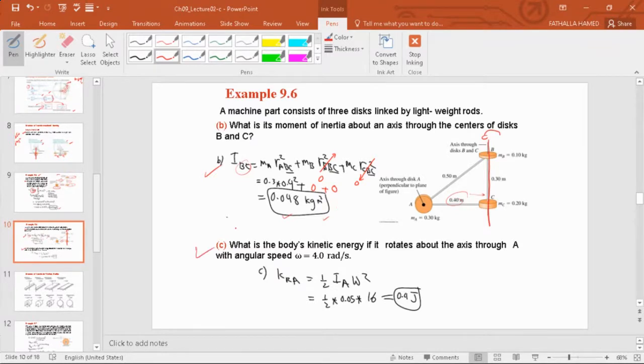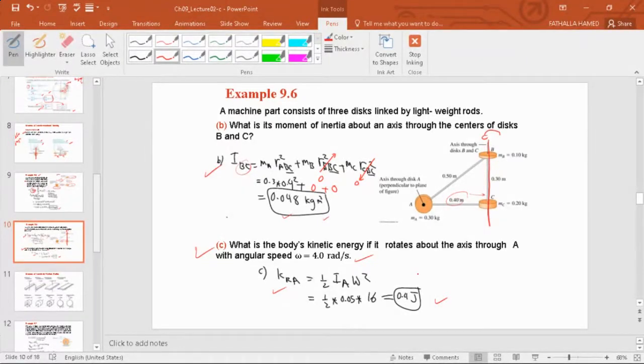Now in C here, what is the body's kinetic energy if it rotates about an axis through A with angular speed omega equal to 4 rad per second? You know that the rotational kinetic energy around A is equal to 1/2 I_A omega squared. And you already know I_A from the previous slide. Okay. So you plug in 1/2 times 0.05. I think there is a 7 here if I'm not mistaken, but it's okay. Times the 4 squared, and that gives you 0.4 joules. So the units of kinetic energy are still joules. Okay. And this is now rotation.